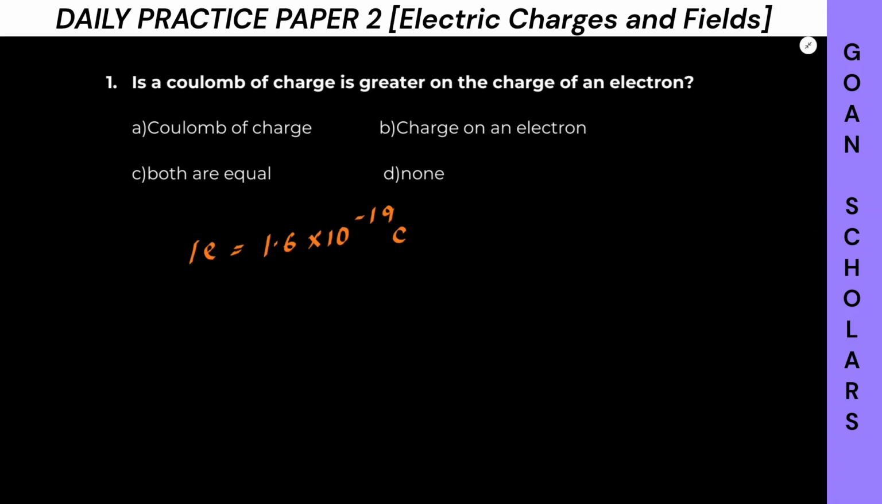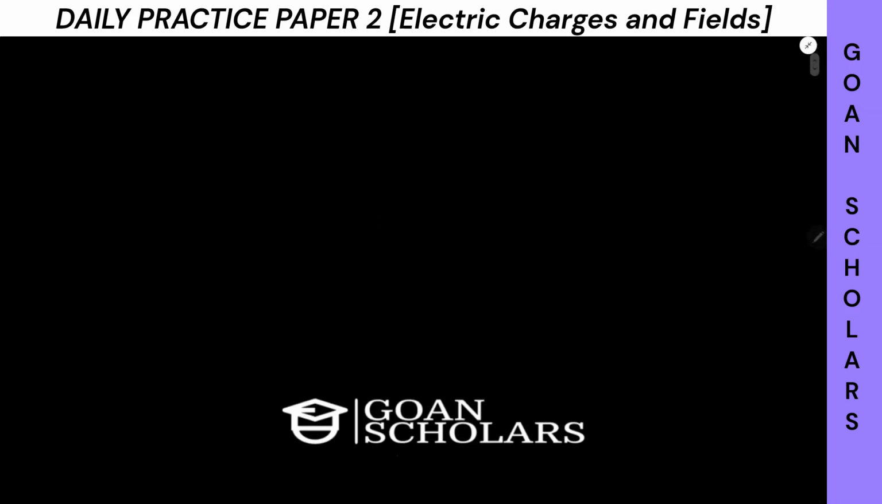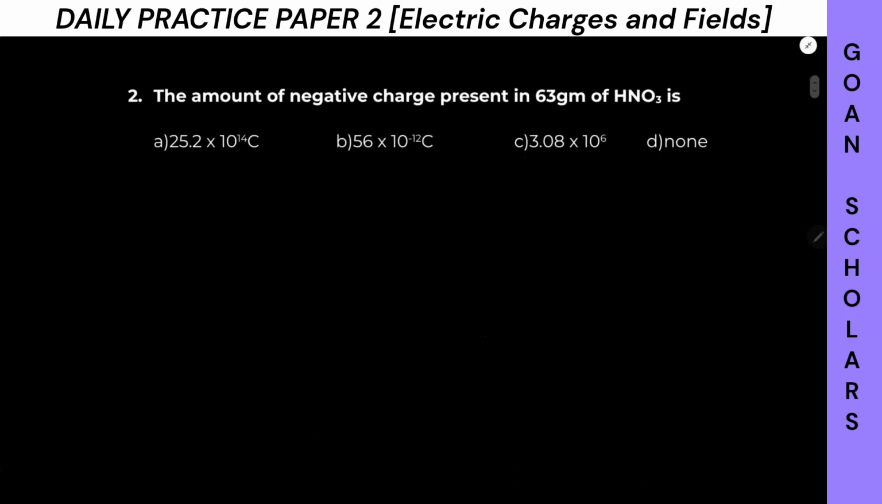In 1 coulomb we have 6 into 10 raised to 18 electrons, a lot of electrons, and all of them are contributing that much charge to give it 1 coulomb. So which one is greater? Yeah, 1 coulomb of charge is greater than the charge of an electron. Let's move to question number 2.